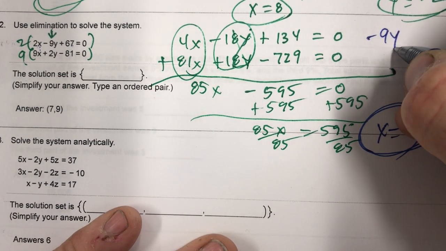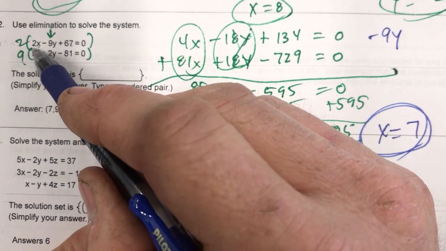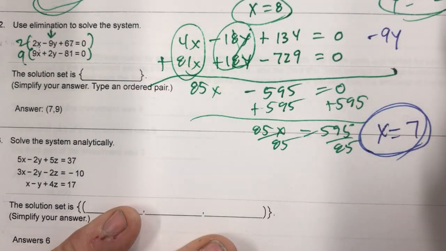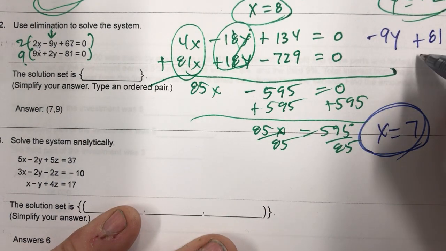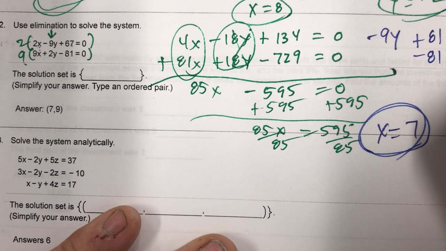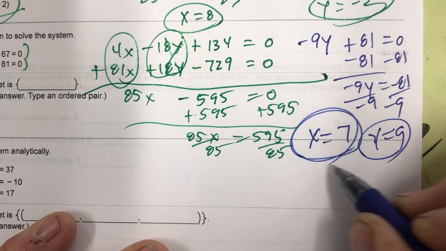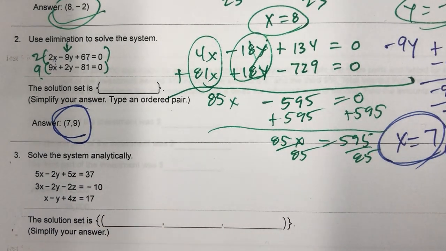So negative 9y. Did I do that right? 2 times 7 is 14, plus 67 would be 81. Yeah. Plus 81 equals 0, so minus 81. So negative 9y equals negative 81. Divide by negative 9, and I get 9. So 7 and 9. And there you go. We got the right answer.